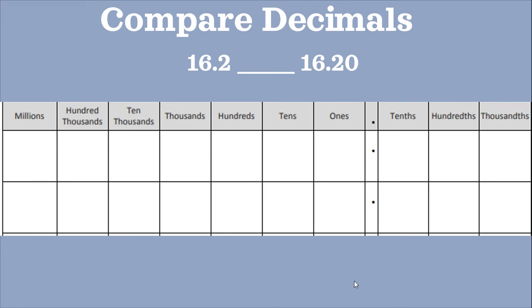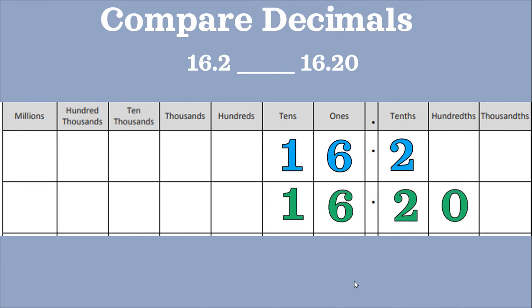Here we have 16 and 2/10 compared to 16 and 20/100. We're going to put both numbers into the place value chart. Start by comparing the biggest place value, which is the tens place. In both numbers, there's a 1 in the tens place, so we're going to move on to the ones place. Once again, both numbers have the same number in the ones place, so we're going to move to the tenths. In the tenths place, we have 2/10 in both numbers, so we're going to move to the hundredths.